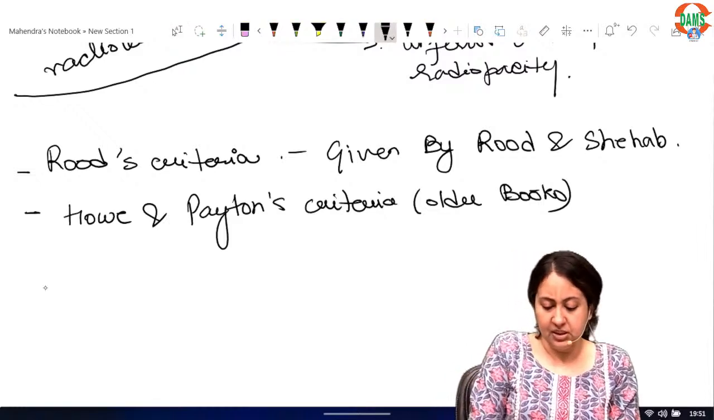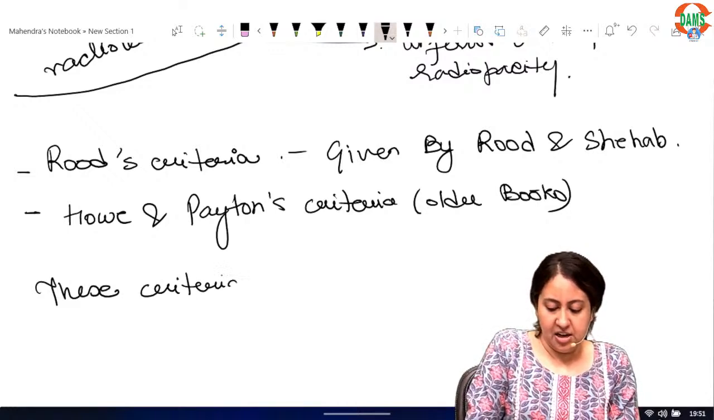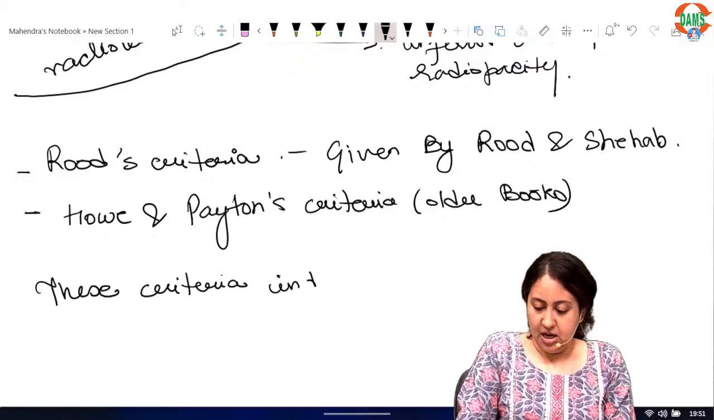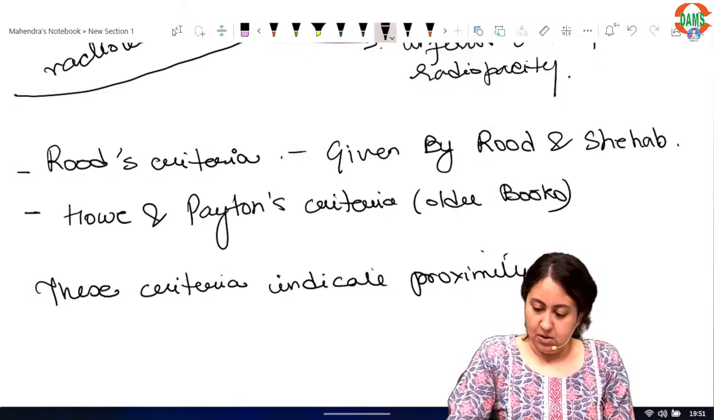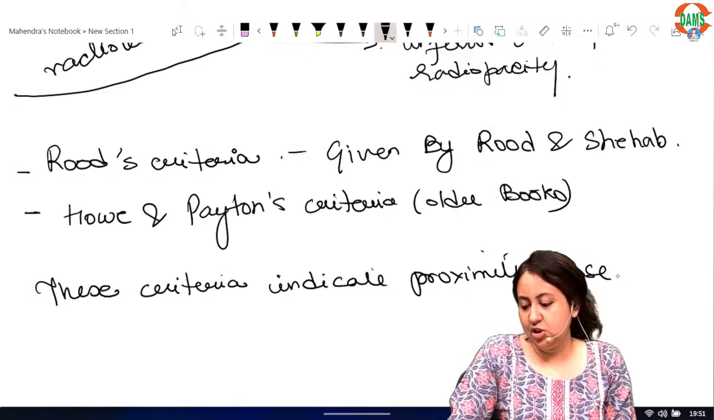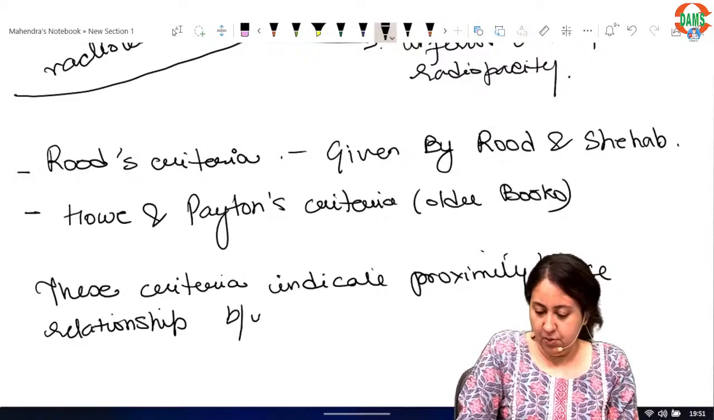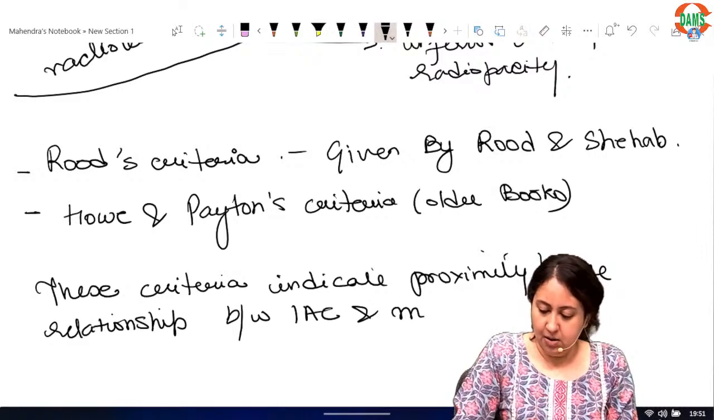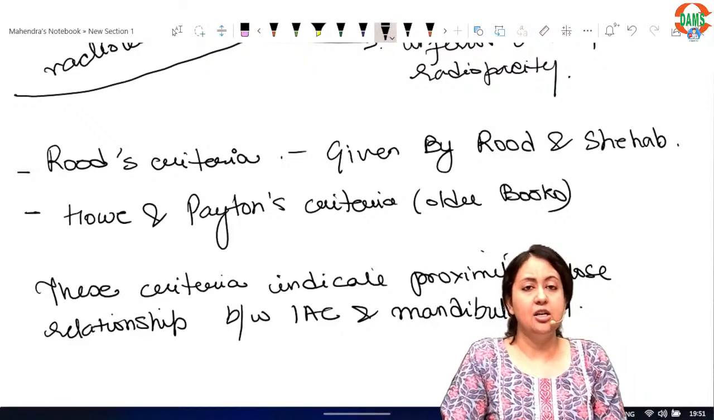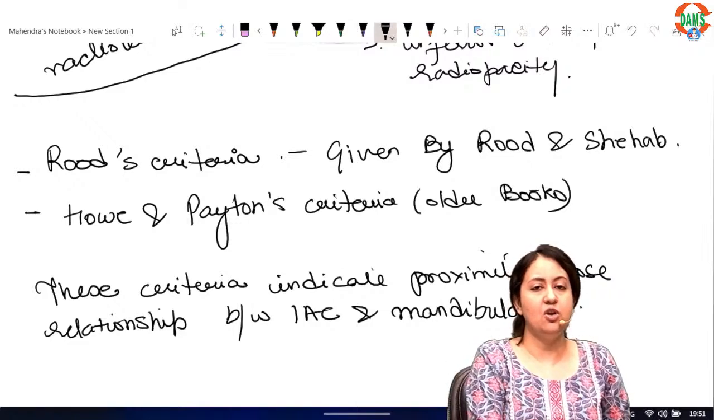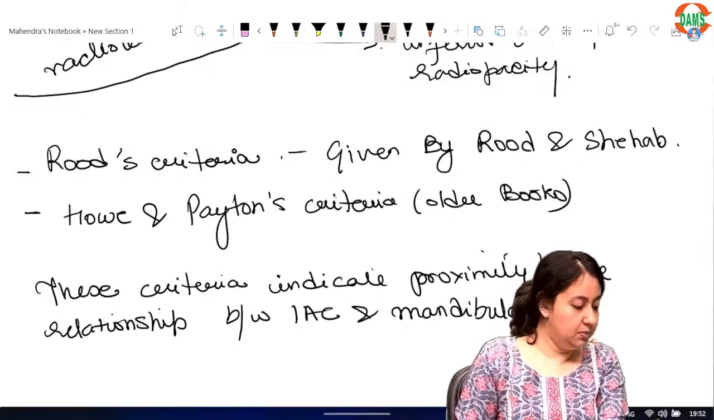Now, please note these criteria indicate proximity or close relationship between the inferior alveolar canal and the mandibular third molars. Alright, these criteria indicate the closeness between the inferior alveolar canal and the mandibular third molar.